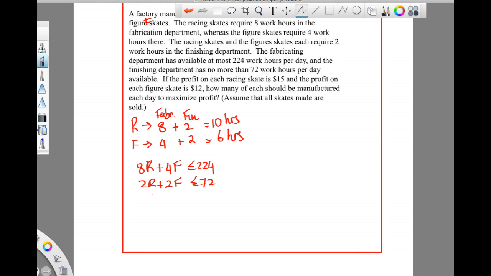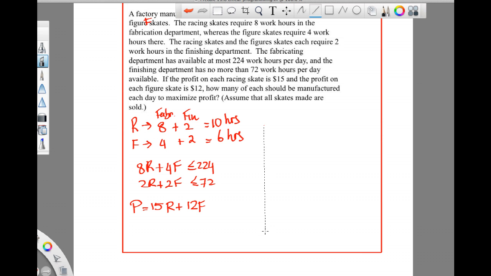Let's see, what else do we really need? Well, nothing from there. And then it says if the profit on the racing is $15 and the profit on the figure skate is $12, how many of each should be manufactured each day to maximize profit? So here's the objective function. The profit comes from $15 times the number of racing skates that you make and $12 times the figure skates that you make. So we need to come up with a system for that, and we're going to graph that.